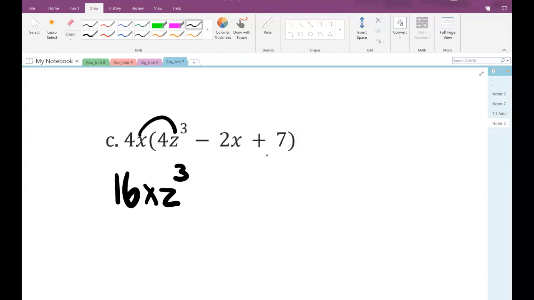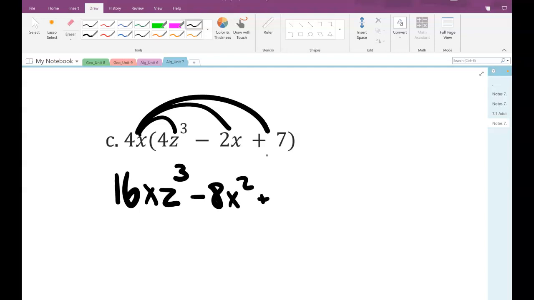So we multiply, we did that. Now we had to distribute to our second term. That's minus 8x squared. Distribute to our third term. That's plus 28x. So you have a few homework problems like this where all you're doing, if you see something in front of the parentheses, you're just distributing. Simple as that.